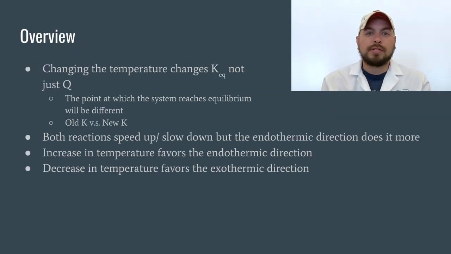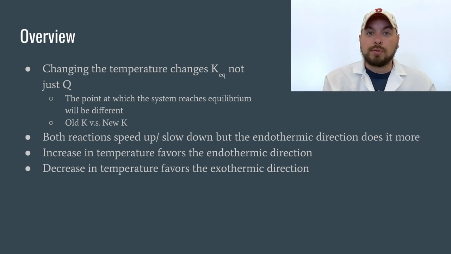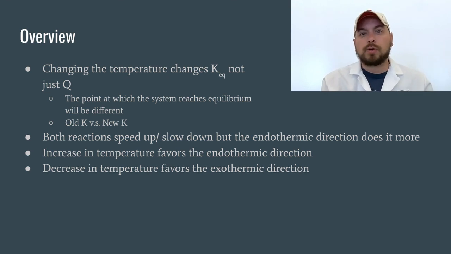So that wraps up today's video. Let's do a quick recap. Today we talked about how changing the temperature of any equilibrium system creates an entirely new K value. An increase in temperature favors the direction that is endothermic. A decrease in temperature favors the direction that is exothermic. This means that it's not Q versus K, but instead is K versus new K. And so as a result, we are creating an entirely new K value as we change temperature.